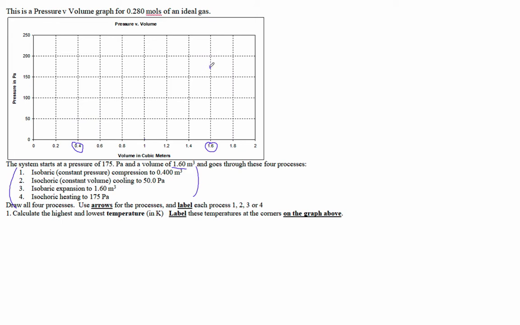Let's see if I can draw a nice straight line there. See if you can too. That's amazing. Look how good I am. Isn't that amazing? That is a good straight line.